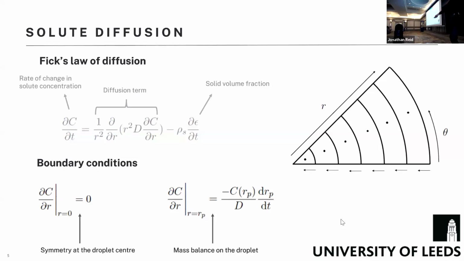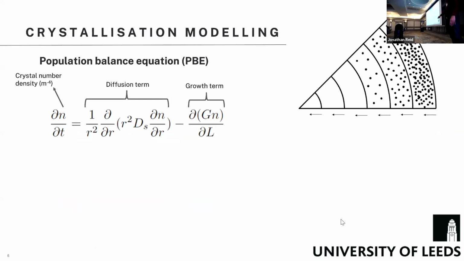This is a partial differential equation in time and space, so we need boundary conditions. There's first a boundary condition at the droplet center given by the symmetry, and at the droplet surface, which I get by performing a mass balance on the droplet. Right, so this is one of our first partial differential equations, and then moving on to the crystallization modeling.